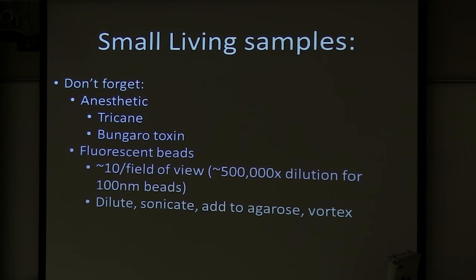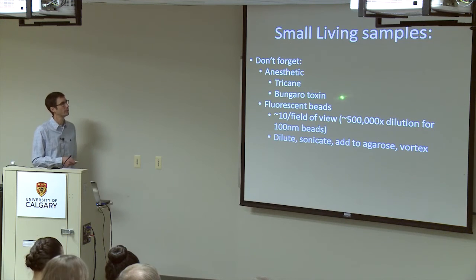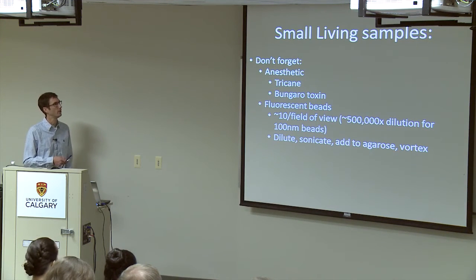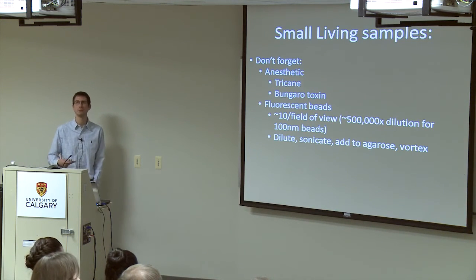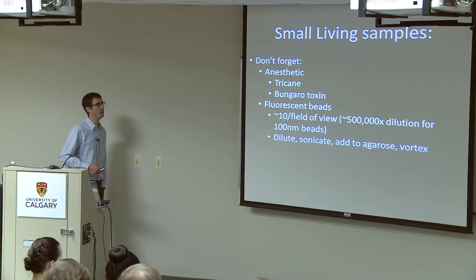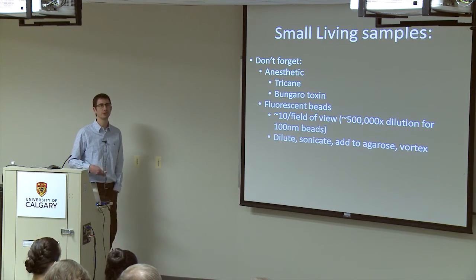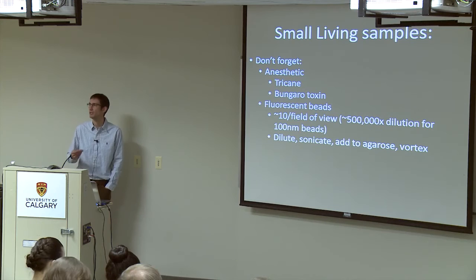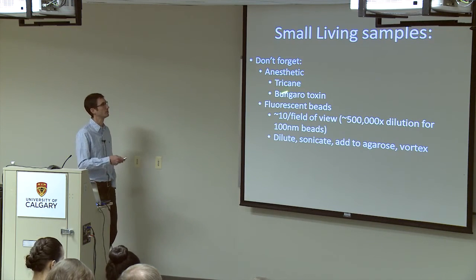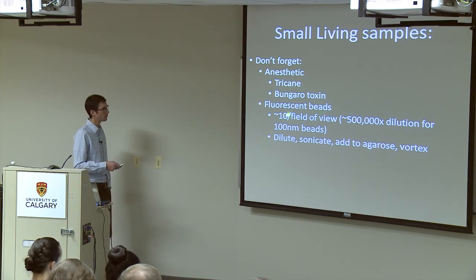So there's a couple things not to forget. One of the big things is if you do have something that's going to be moving around, you need some sort of anesthetic for it. With zebrafish, it's usually tricaine, but something that's actually even better is to inject either bungarotoxin protein or the mRNA for bungarotoxin. It totally paralyzes the fish, but doesn't affect things like heartbeats or anything like that. It's actually a little bit better than tricaine.